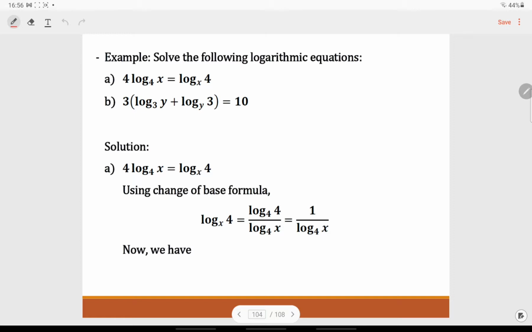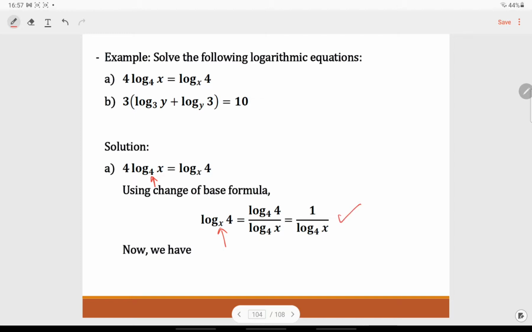Okay, next, solve the following logarithmic equation. So we start with the first one. We have 4 log x base 4 equal to log 4 base x. To solve this problem, the strategy is to use the formula to change the base. Originally we have x as the base, so we change it to base 4, because in the other one we have 4 as the base. So we change from base x to base 4. This is the formula: log 4 base 4 over log x base 4.